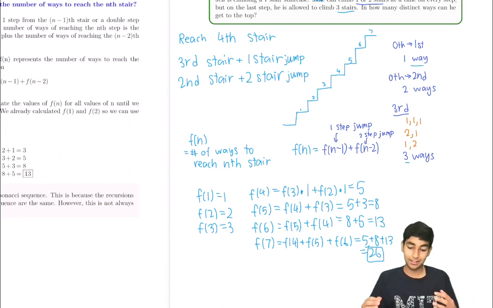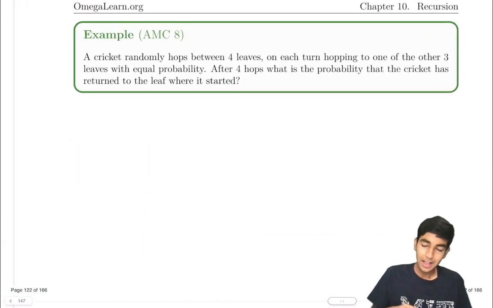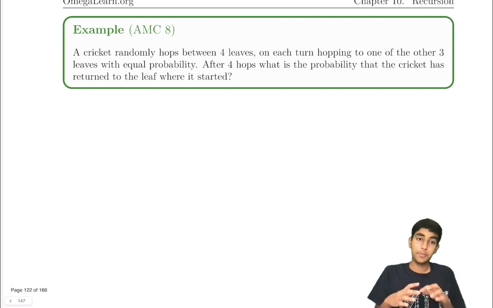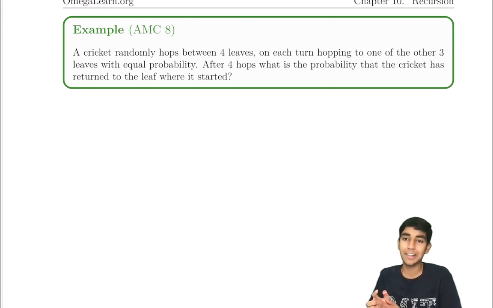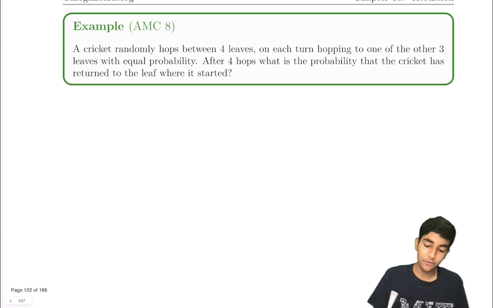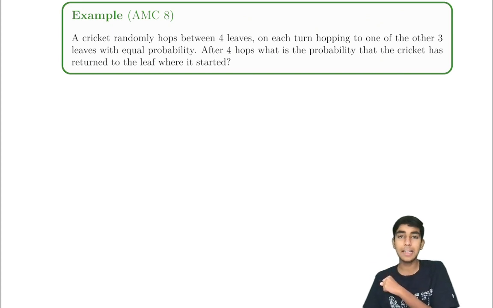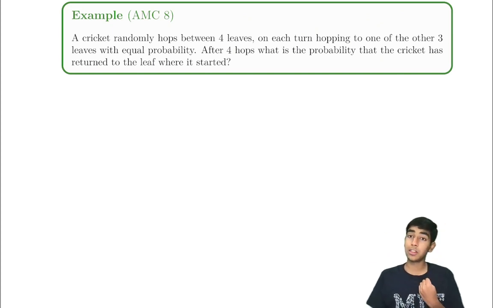It's such an amazing technique to use for competitions. Not all recursions are going to be in terms of number of ways. Sometimes there's a probability recursion, and let's explore that. A cricket randomly hops between 4 leaves. On each turn, hopping to one of the other 3 leaves with equal probability. After 4 hops, what's the probability?